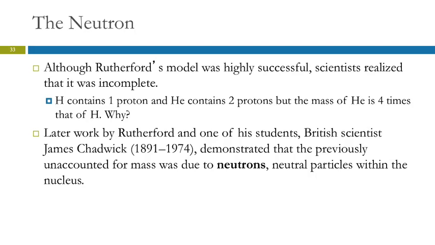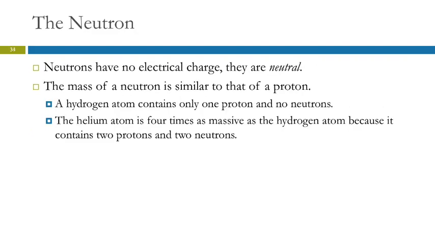So later work that Rutherford and one of his students did, Chadwick, demonstrated that that unaccounted for mass was due to neutrons. And these are neutral particles within the nucleus. So you can't really identify them based on, oh, well, here's the number of electrons, here's the number of protons, they're equal. But there's neutrons in there, and that makes up the extra mass that they couldn't account for. So the neutrons are neutral. Okay? Protons are positive, neutrons are neutral, no charge.